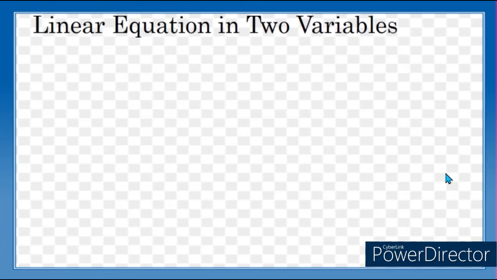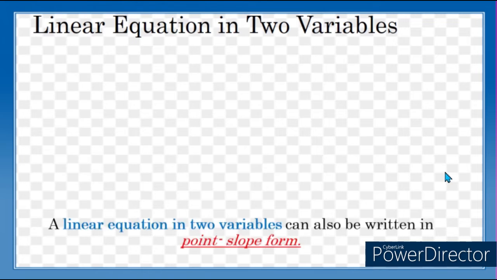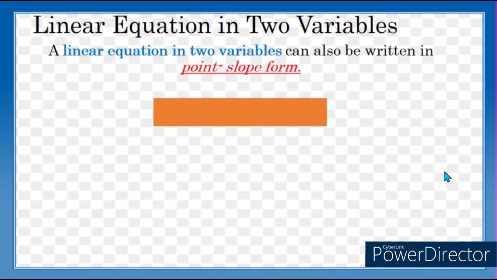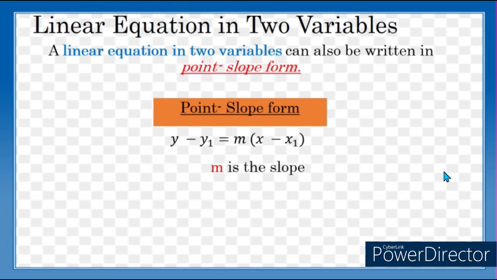Take note, ha? Another one, a linear equation in two variables can also be written in point-slope form. So, ano ba yung tinatawag nating point-slope form? So, ang point-slope form po natin ay y minus y sub 1 is equal to m times x minus x sub 1. So, m here is the slope, and x sub 1 and y sub 1 is the point on the line. Okay, so let's try to graph this equation.